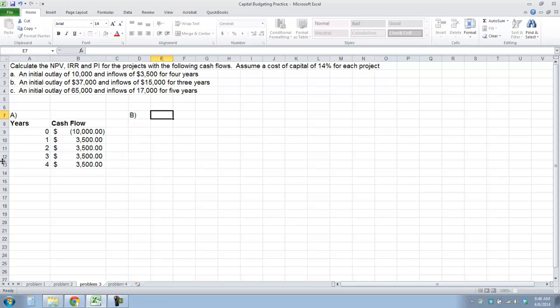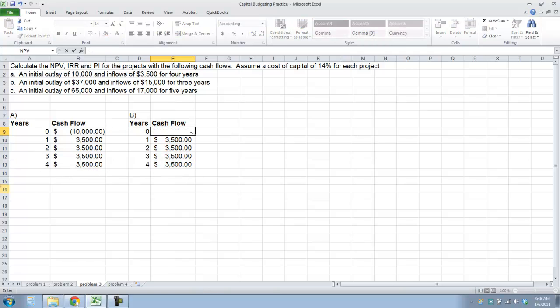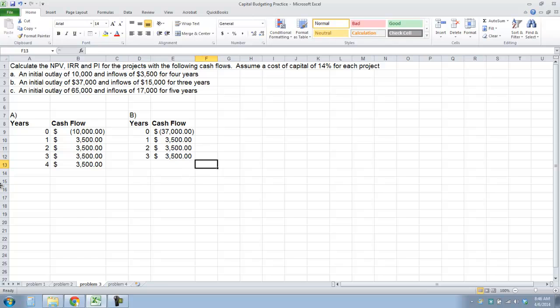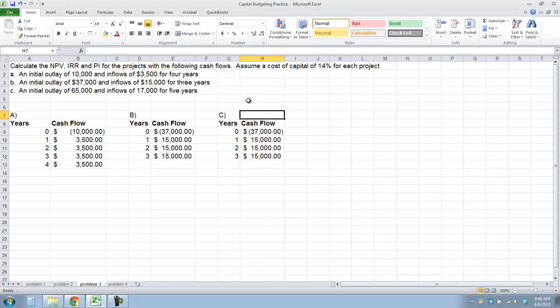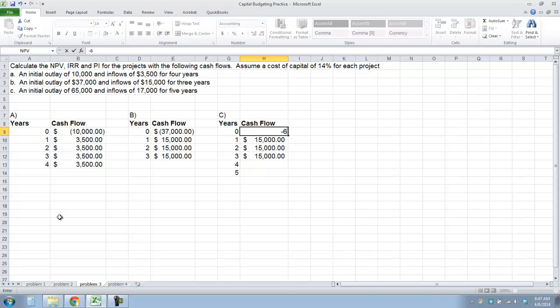Then they have problem B. They spent $37,000. And they have $15,000 for 3 years. And then they have problem C, which is 5 years. They spent $65,000. And they get $17,000 for 5 years.